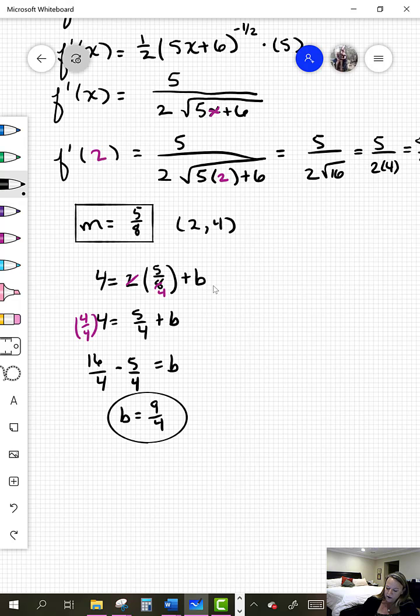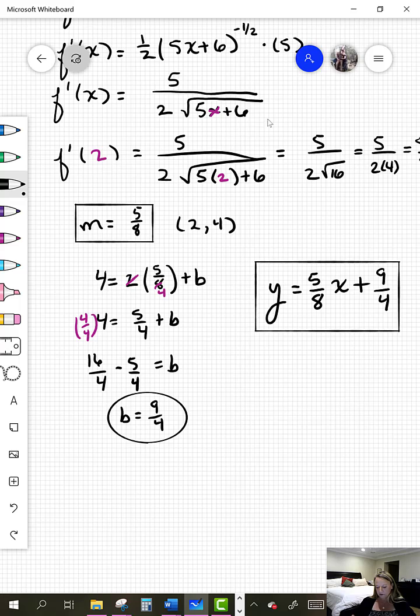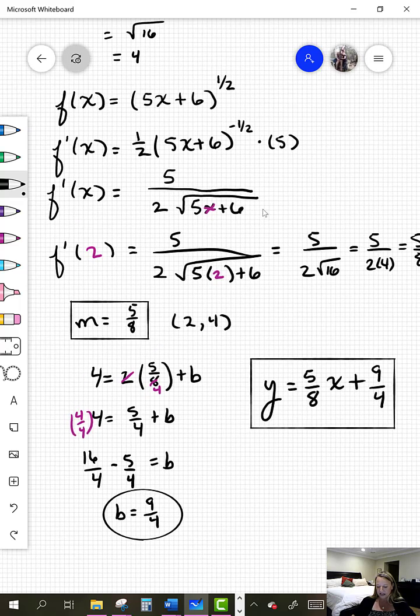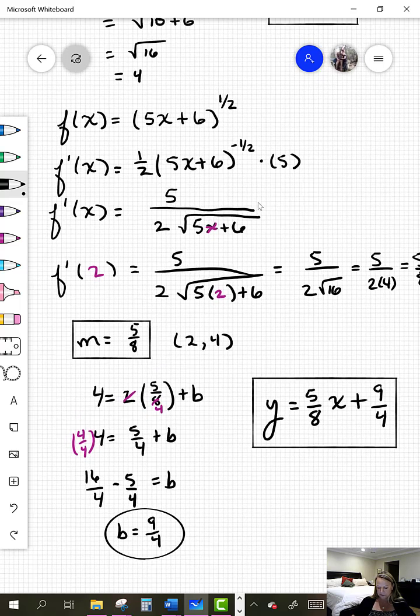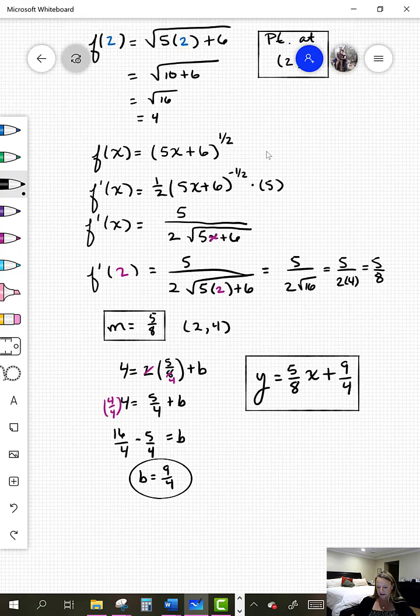So the equation of our tangent line is y is equal to our slope, 5/8 x plus b, which is 9/4. So this is what your answer should be. Go ahead and give yourself full credit again if you got the correct answer and you followed all the steps correctly and you showed your work in a neat, organized manner.